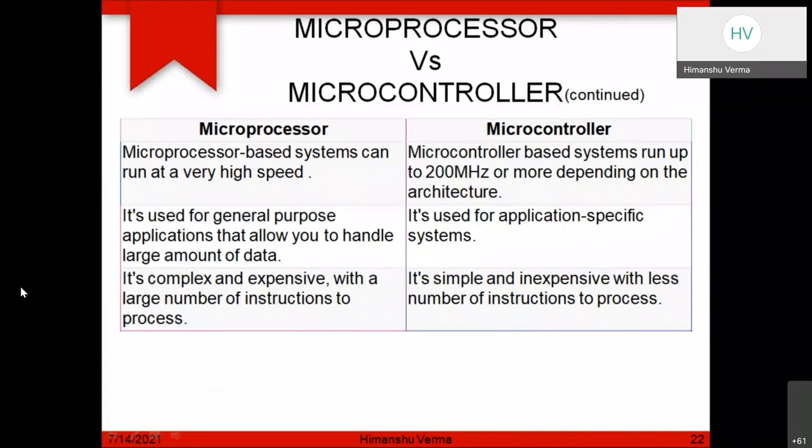Now, devices having microprocessors can be used for general purpose applications, and we can handle a large amount of data. But a microcontroller is used for an application specific system, designed to perform some specific task or a single task only.